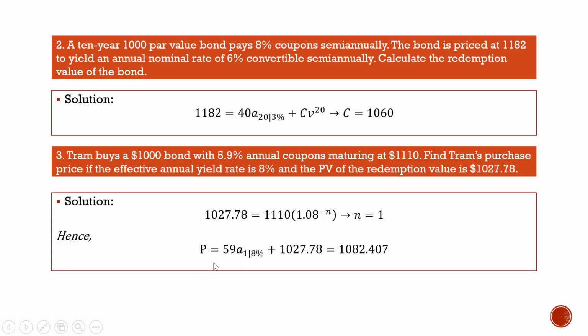So now we calculate the price. P is the coupon times a angle 1 at 8% plus the present value of the redemption value, which is K. And the answer is 1,082.407.